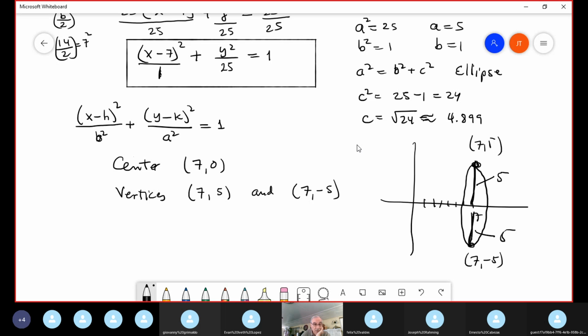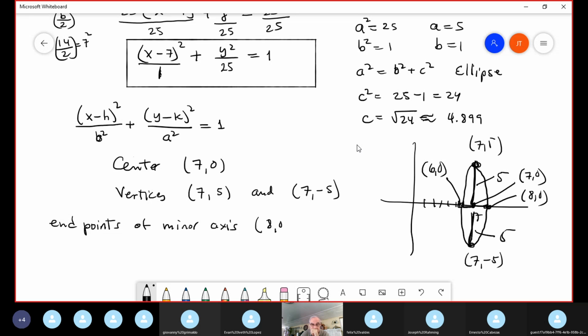Okay. And what about the endpoints of the minor axis? Well, let's suppose it's this point, and this distance is 1, because b is 1. This point is (7, 0). This point should be (8, 0), and this should be (6, 0). And these are the endpoints of the minor axis: (8, 0) and (6, 0).